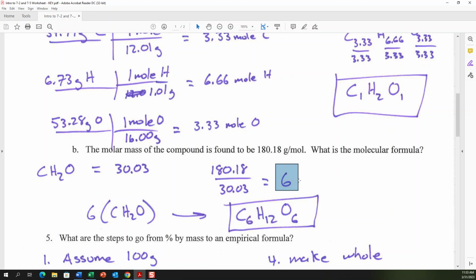Okay, so in this case, we get 6. So that's telling you that the molecular formula is 6 times the empirical formula. That's all you have to do. So all you have to do is take your empirical formula, multiply all the subscripts by 6, and now you get your molecular formula. Okay?